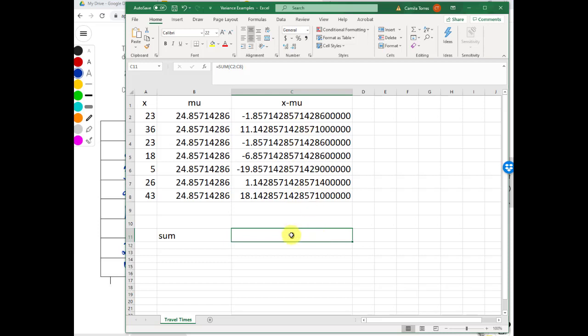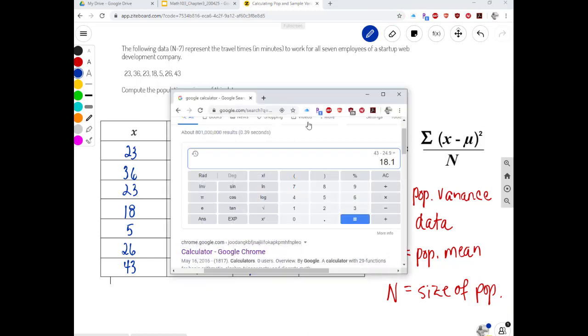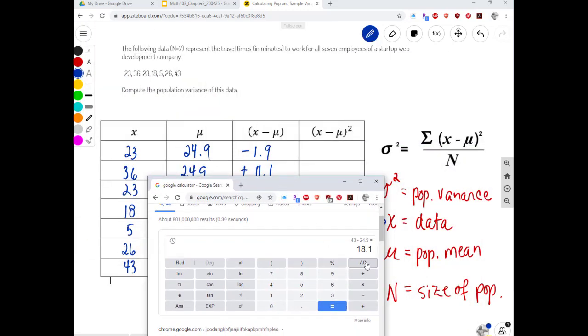If I add this up and get 0, I don't have a lot to work with. So in order to continue with my calculation, I'm going to square each one of these values so that when I sum them up, I will actually get a value and not 0. So let's go ahead and square all of these. I'm going to grab my Google Calculator again. Where's my Google Calculator? Here it is. And I'll start squaring all of these.